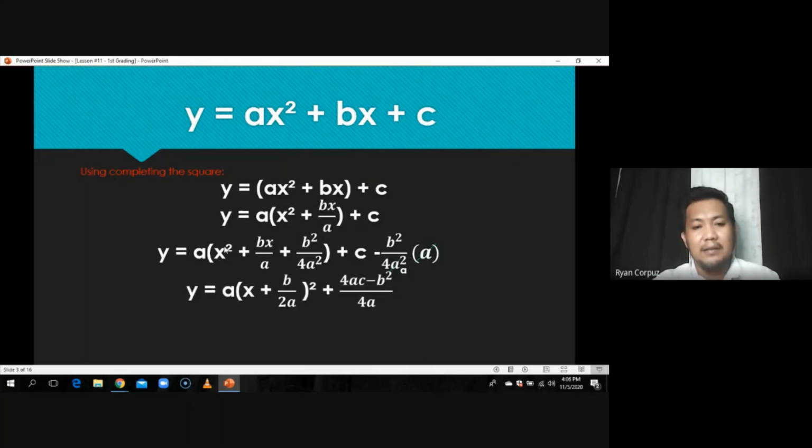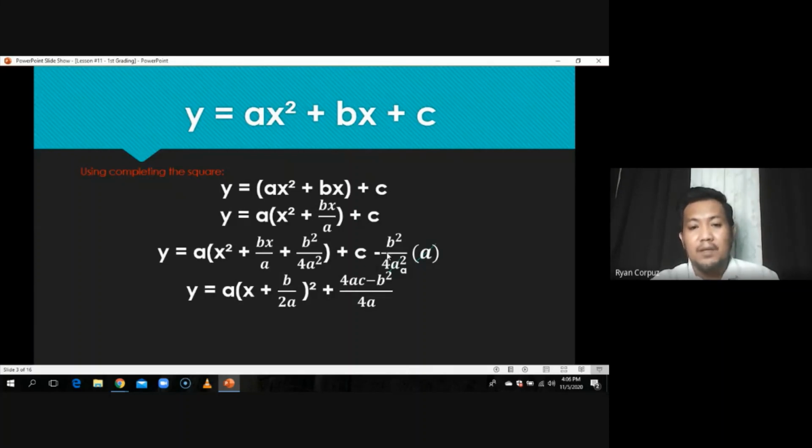Sinabi nga natin that this trinomial is already a perfect square trinomial. So ang factors niyan are two identical binomials. Simply get the square root of the first term and the last term, then look at the operation of the middle. So it will be x plus b over 2 quantity squared. And still, yung a is there. So you're just going to copy it.